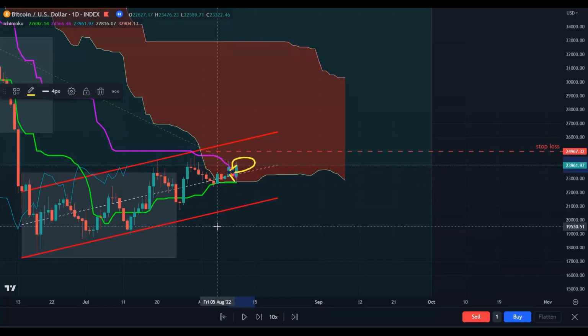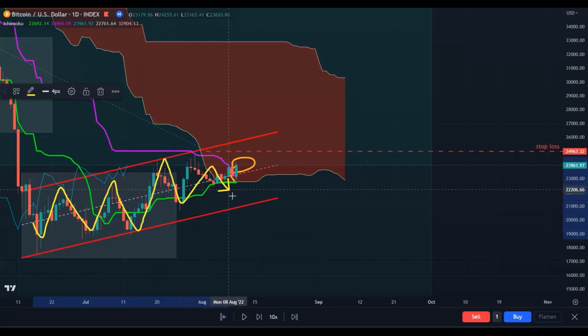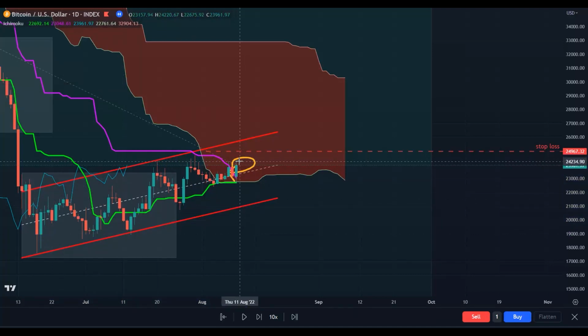As a professional trader, as a beginner trader, there is no difference between them. Okay, we closed above the Kijun-sen. Kijun-sen was one of our important resistances during this downtrend, and we closed above it. Also, we are forming some kind of higher high, higher lows. So it's your exit point, okay?